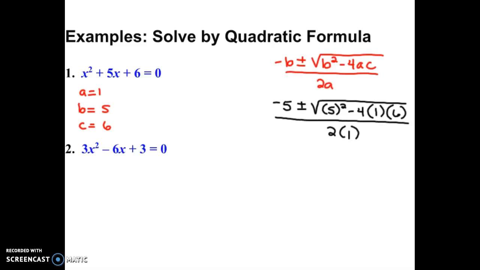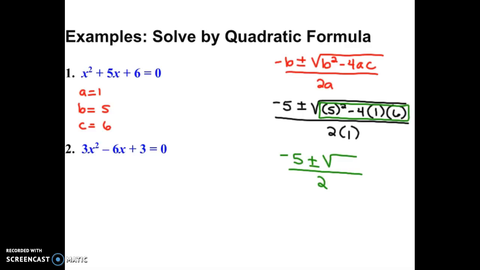Okay? Here's what I want you to focus on in this problem. I have a negative 5 first, and then a plus or minus, and then on the bottom I end up having a 2. And I have a square root here. I don't want to type in the square root. What I want you guys to do is actually figure out the number that goes underneath the square root. So you're going to type that in your calculator. Just type in 5 squared minus 4 times 1 times 6. If you type it in like I do with the parentheses, it should give you the right answer.